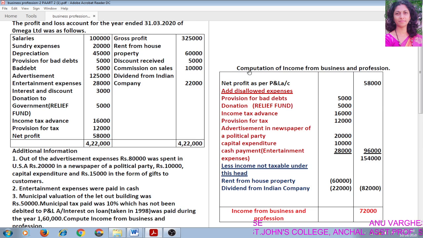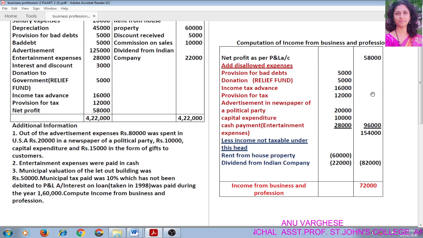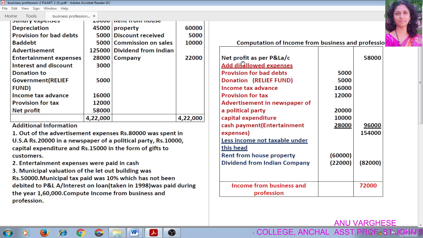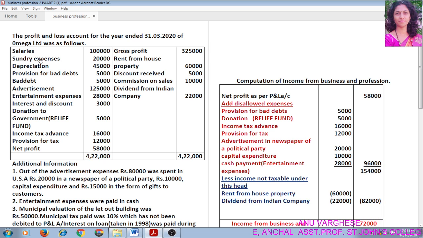So first we have to write computation of income from business and profession for the assessment year 2020-21. Then you can draw a table like this, provide two amount columns. First we have to write net profit as per profit and loss account. What is the net profit? 58,000. Write that figure in the outer column, 58,000. Next step is add disallowed expenses. What are the disallowed expenses given here?